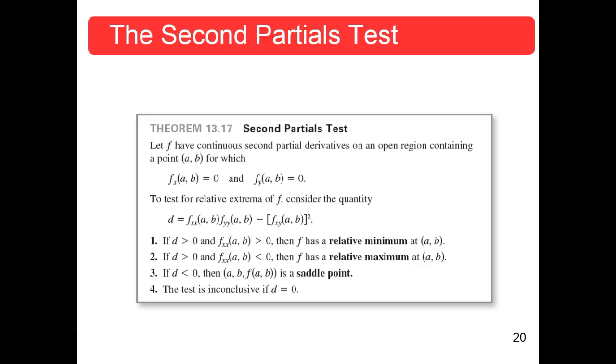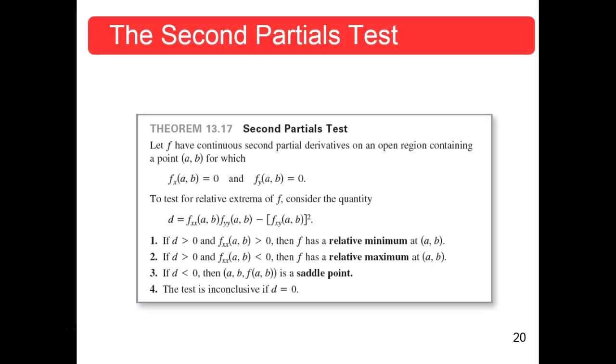So if your f sub xx is positive, that implies f sub yy has to be positive, and in other words, it's opening upward along the x-axis and opening upward, so to speak, in the y direction as well. That's what it means for f sub xx to be positive: concave up. You might think concave up in both cases. Then you have a relative minimum.